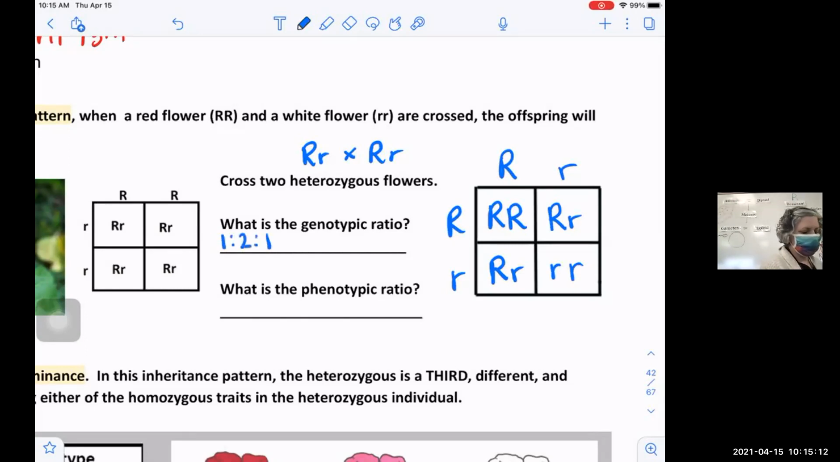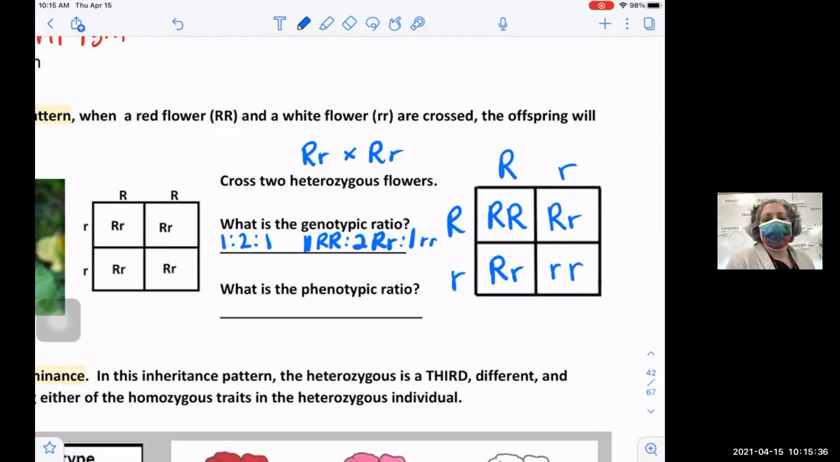So the first number is how many are big R, big R. The second number is how many are heterozygous. And the third number is always how many are homozygous recessive. So again, that's from back on day 3 when we did Punnett squares and genotype ratios.